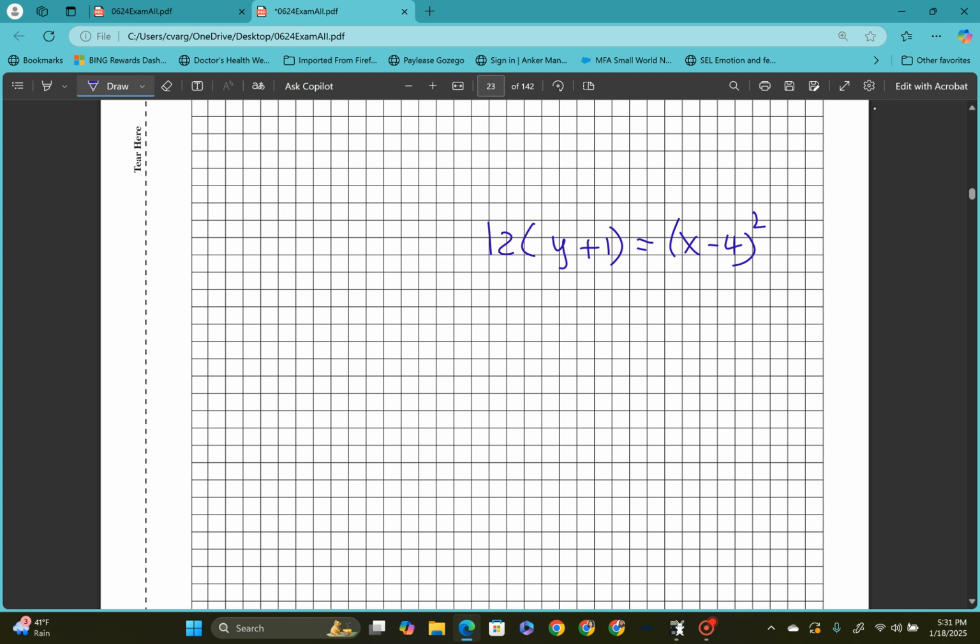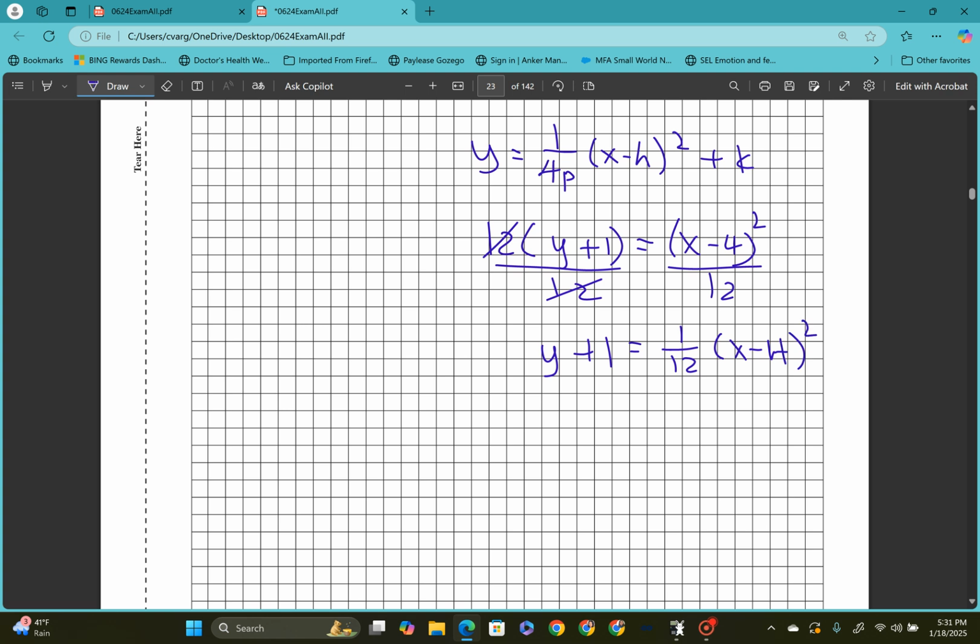I want to get it in the form y equals 1 over 4p times (x minus h) squared plus k. That way I can see what the focus and the directrix are, well, the vertex is and what the p is. So let's do this. Let's get my y by itself, divide everything by 12, divide everything by 12. That allows us to cancel this out. So I have y plus 1 is equal to 1 over 12 times (x minus 4) squared.